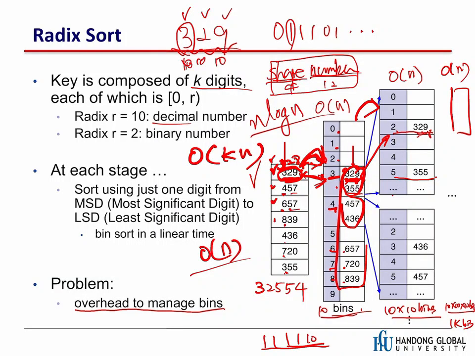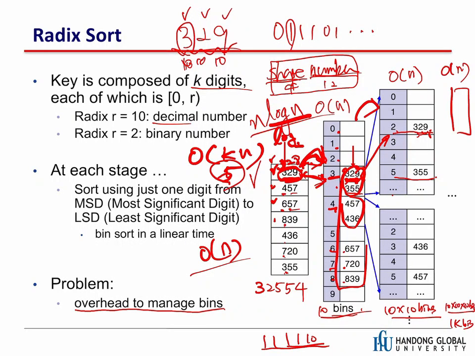If n is like 1 million, okay, then k is 6, right? Or it could be 5. But log n, what is log 1 million? If we use binary, then it's way much bigger than 5. Okay. So radix sort is better than quicksort, or merge sort, or heap sort. Yeah, in big O notation, it's better than any other sorting algorithms.